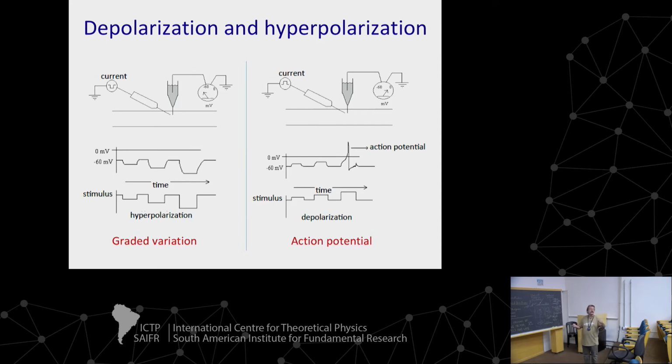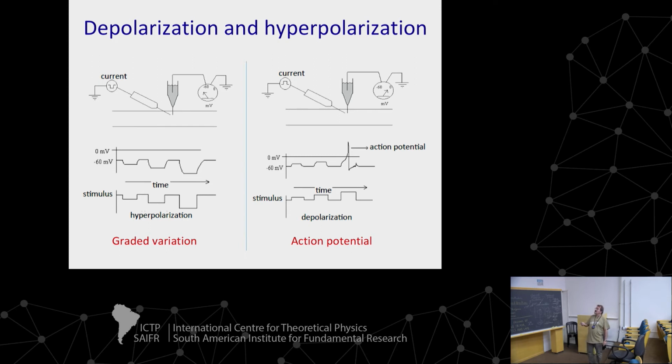zero and crosses zero and becomes positive instead of negative. So the inside of the cell becomes more positive than the outside, and it goes to very high values, say plus 40, plus 50 millivolts. It stays there for a very short time, less than a millisecond, and then it decays very sharply to a value that is negative again and overshoots the resting value by some amount, and then slowly recovers.